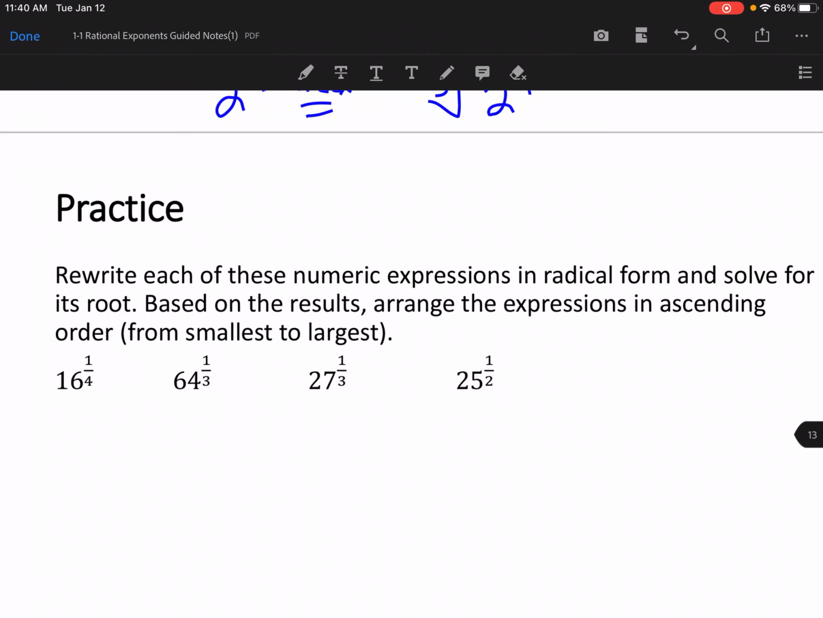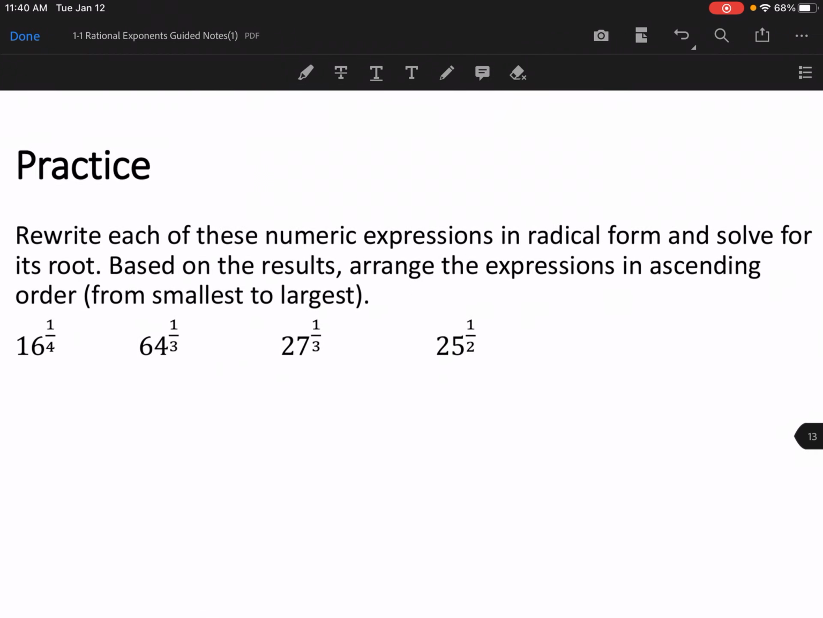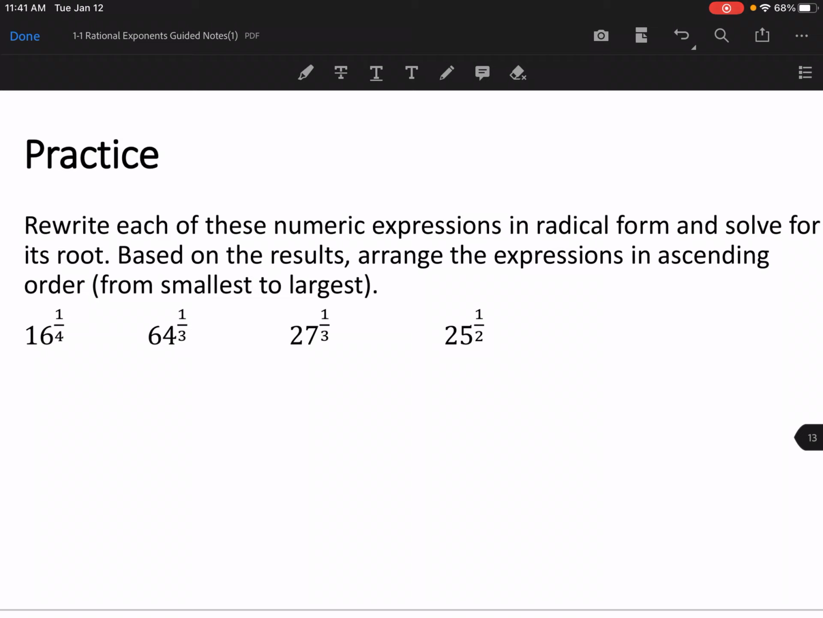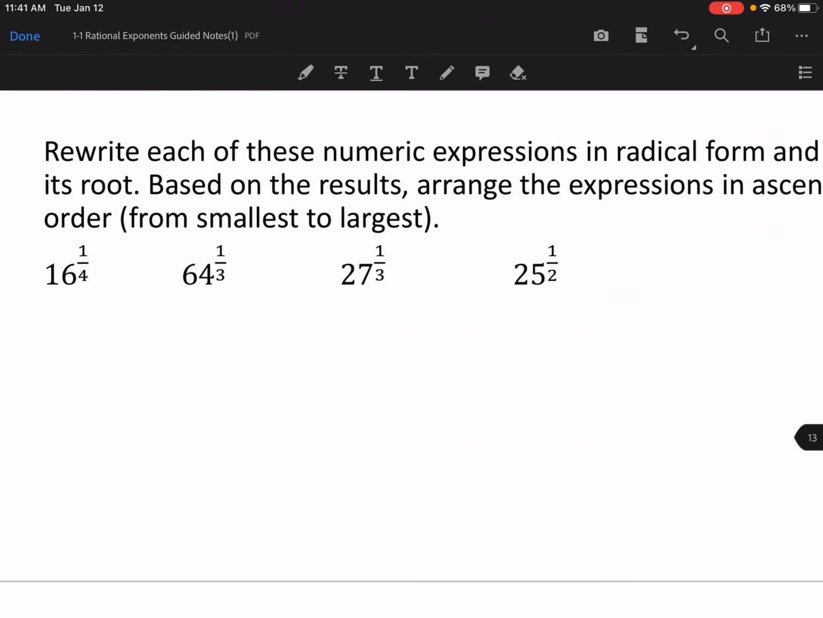Alright, so here is a practice that I want you to do. Rewrite each of these numeric expressions in radical form and solve for its root. Based on the result, arrange the expressions in ascending order. Ascending order means from smallest to the largest. So I want you to rewrite the numeric expression in radical form. Earlier we looked at a few more, so let's do this practice together.